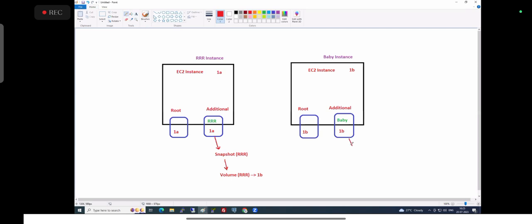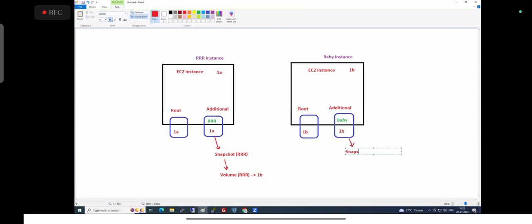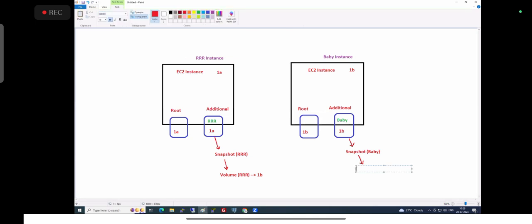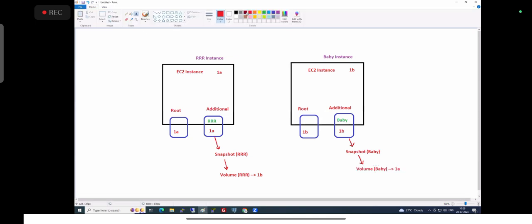Excellent. And here also, you create the snapshot. Which movie is here? Baby is there. And from it you create a volume that has the baby movie. Super. So simply now, guys, can you attach this volume here and this one here? Yes.